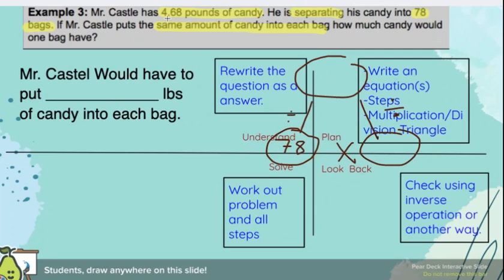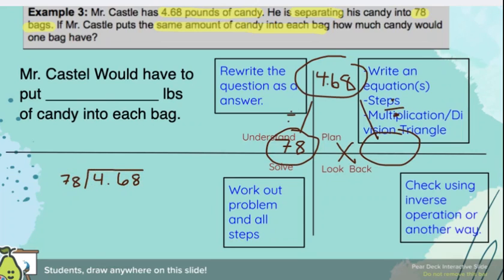So if he has 4.68 pounds of candy and he is separating it, right? So if we think about division, the number inside, this is our total, and we are separating it by the amount of times that we have. So it would have to go up here, the 4.68 hundredths. So then I'm going to write 4.68 hundredths divided by 78.